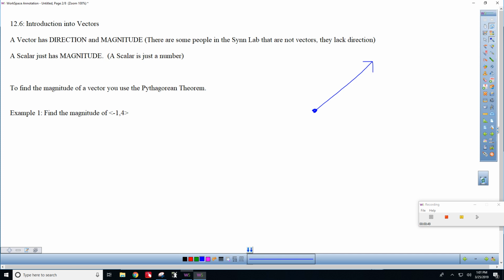So notice some people in the Sim Lab are not vectors. They completely lack direction. But the good news is they'll never hear that joke because they won't get this far. They'll be somewhere else by that point, so not a big deal.